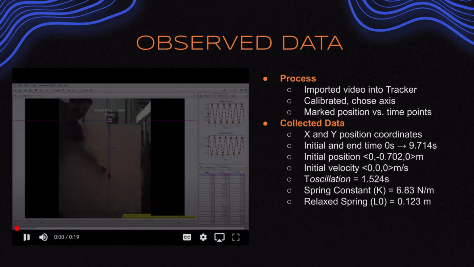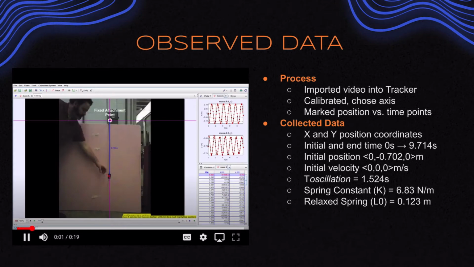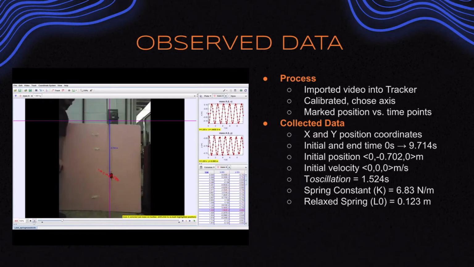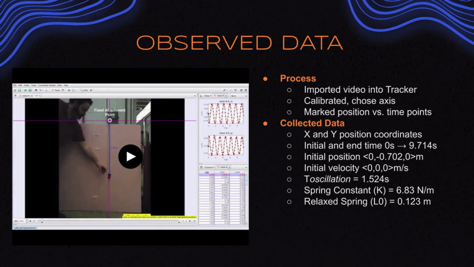So first, we observed the pre-recorded video by importing the video into Tracker, calibrating it, choosing the axis, and marking the position versus time coordinates. And there you see it moving around. So from this video and Tracker, we got the position coordinates, initial time, position, and velocity. We got the period, which is T. It's 1.524 seconds. With this period, you can calculate the spring constant, and with the spring constant, you can calculate the relaxed spring length, but we already knew this.